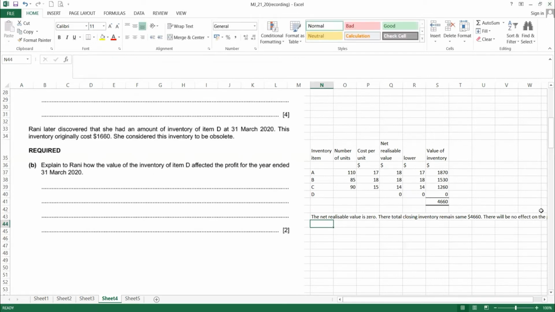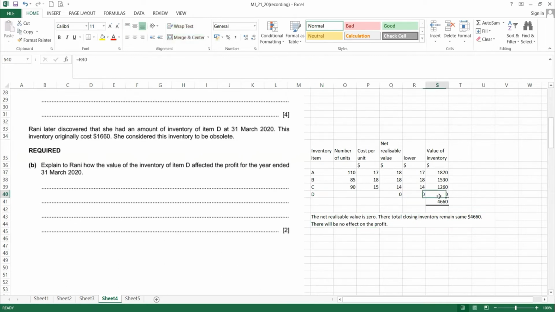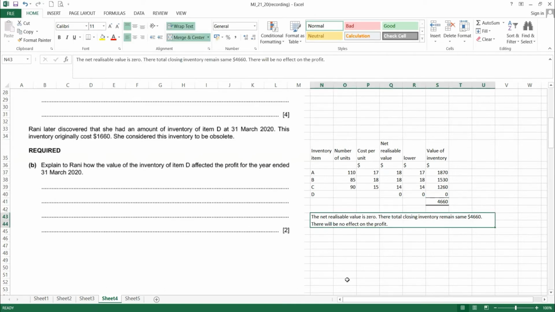Okay, so this one I wanted to explain further a bit because I don't really agree with the marking scheme. The answer that I use is from the marking scheme, which is trying to explain that the net realizable value is 0. So the value of closing inventory has no change, and therefore the profit also won't be changed. But this is my personal point of view.